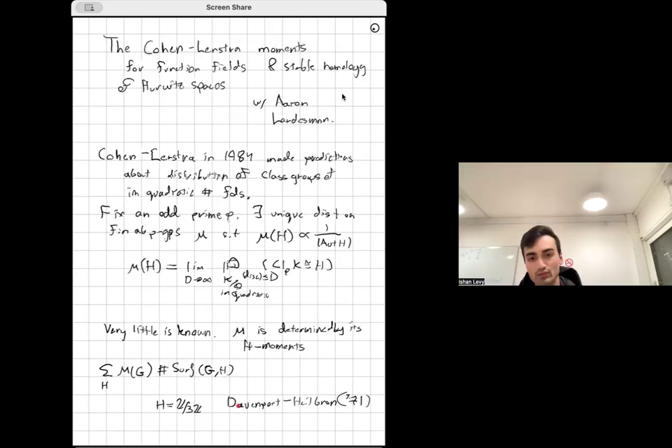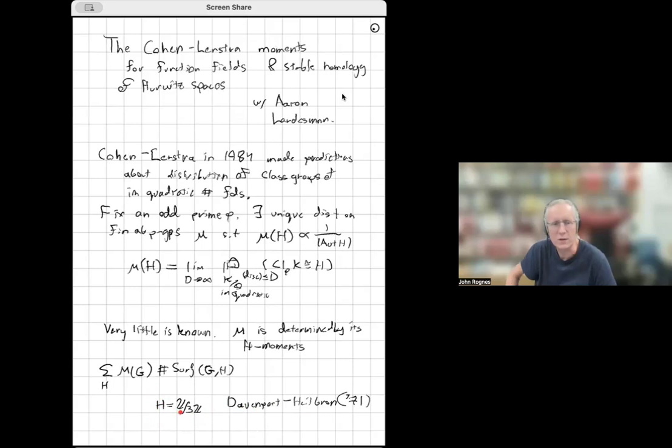Yeah, so what they computed was the average number of surjections from a random imaginary quadratic extension onto Z mod 3. That's from the ideal class group of such an extension, not from arbitrary groups.